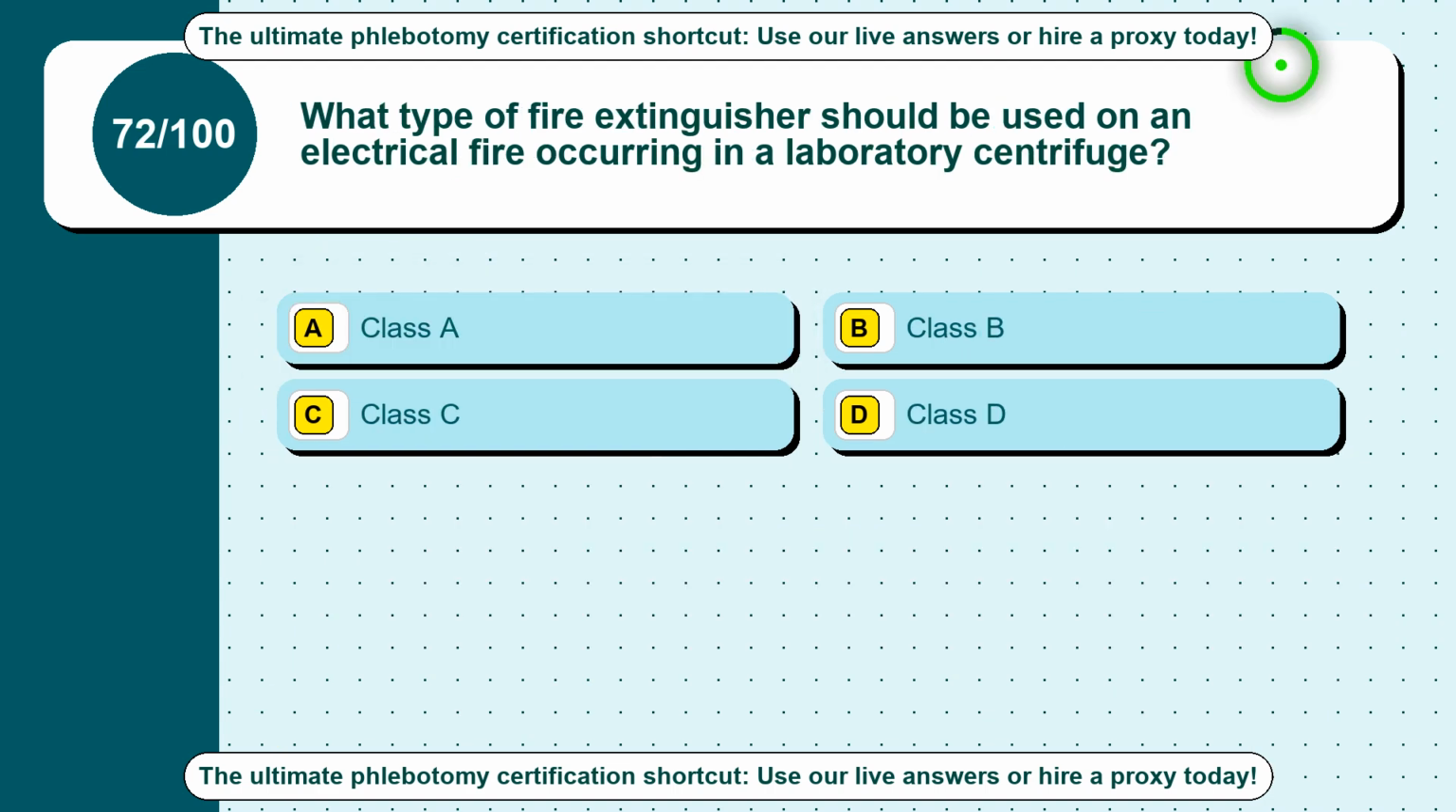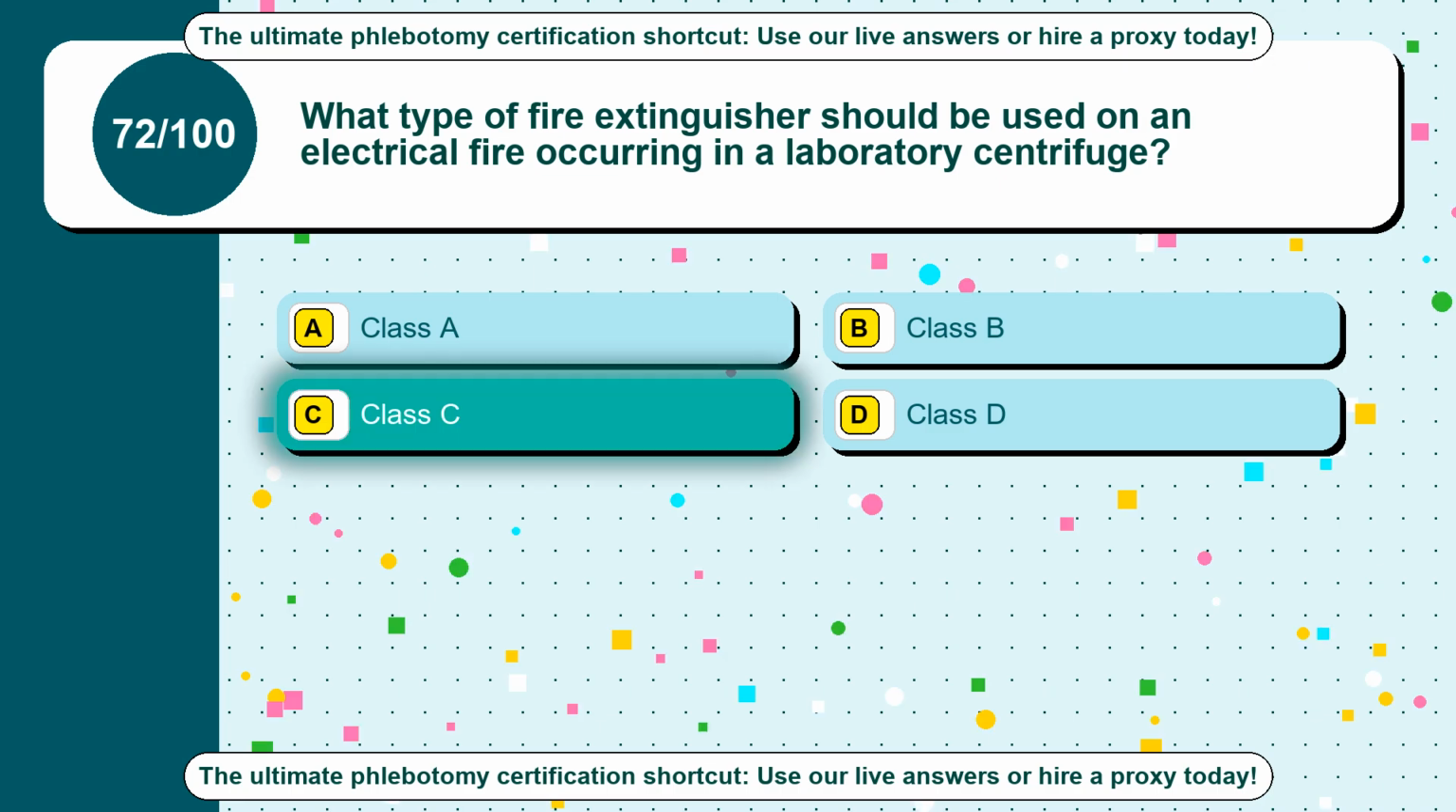Question 72. What type of fire extinguisher should be used on an electrical fire occurring in a laboratory centrifuge? Option A, Class A. Option B, Class B. Option C, Class C. Option D, Class D. The correct answer is option C, Class C.